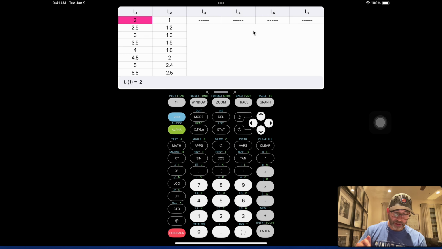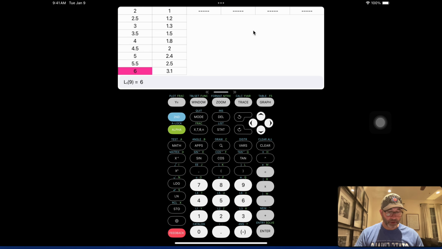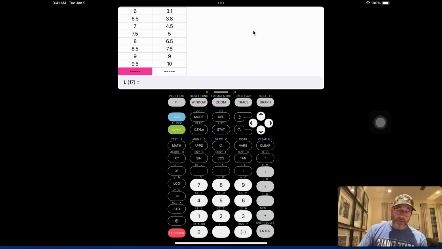I think I accidentally changed the data somewhere there. 2, 1, 2.5, 1.2, 3, 1.3, 3.5, 1.5, 4, 1.8, 4.5, 2, 5, 2.4, 2.5, 3.1, 9.5, and 10. Yeah, we got everything. I don't know. All right. So anyways, that's our first regression value. Okay, so we get 0.8868. I got 0.8825 the first time I did it. I don't know what happened.